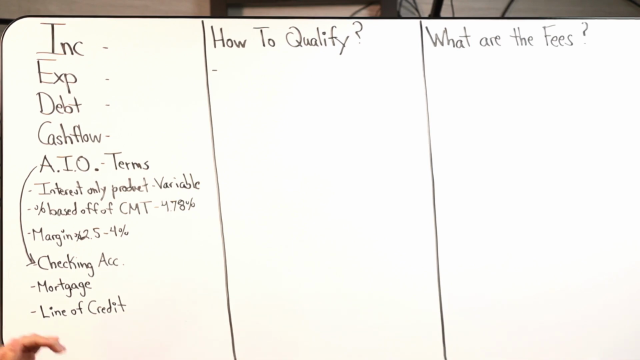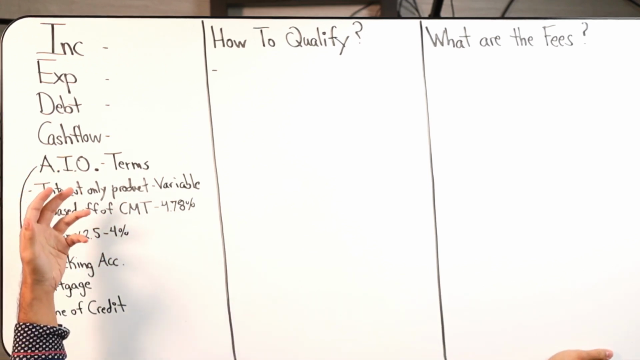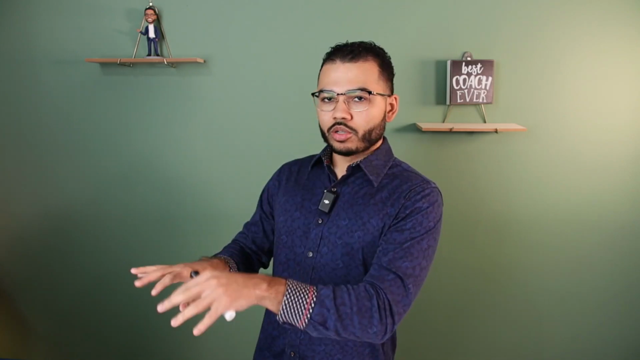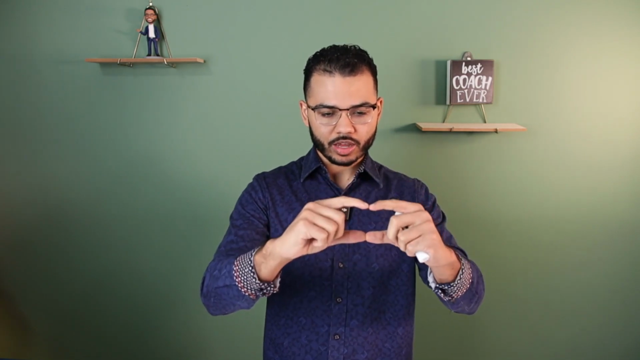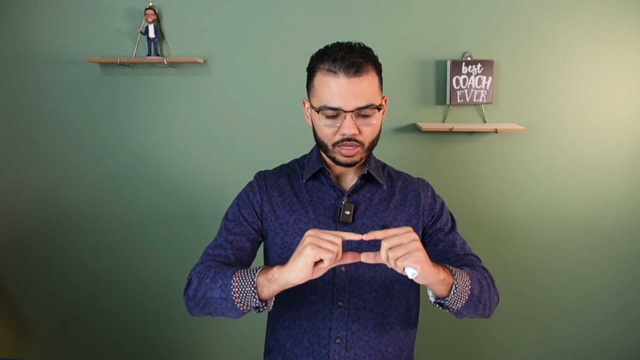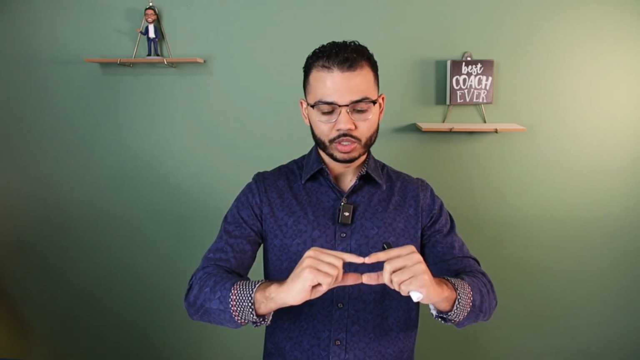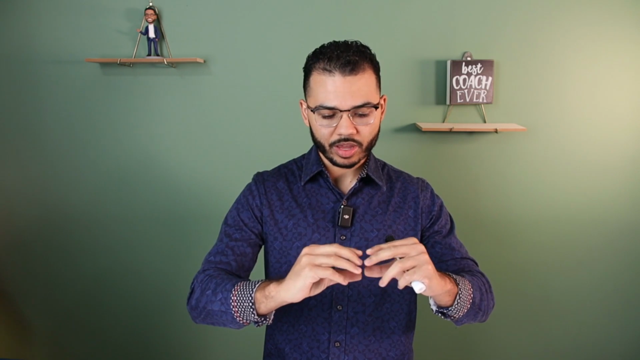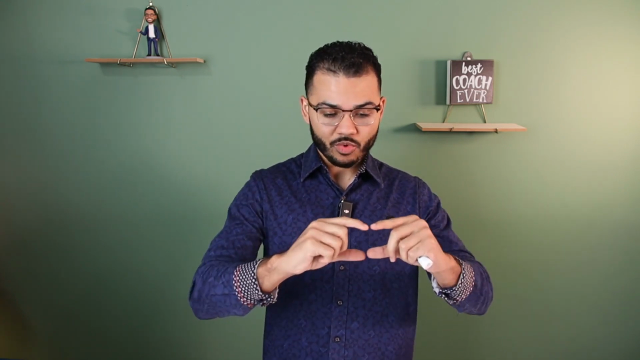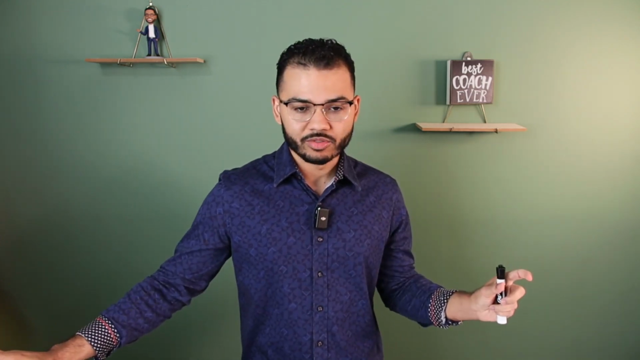So when I get this all-in-one loan product, I'm going to be able to go on the computer or on my phone, log in, and see a checking account, and I'm also going to see the mortgage, which will tell me how much I owe at any given time. And within that mortgage is this line of credit function.